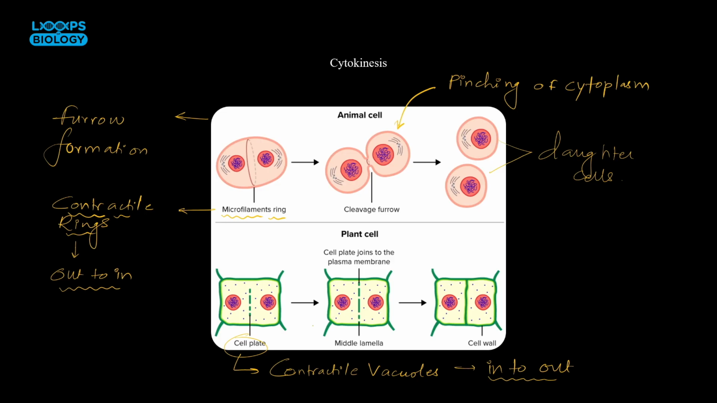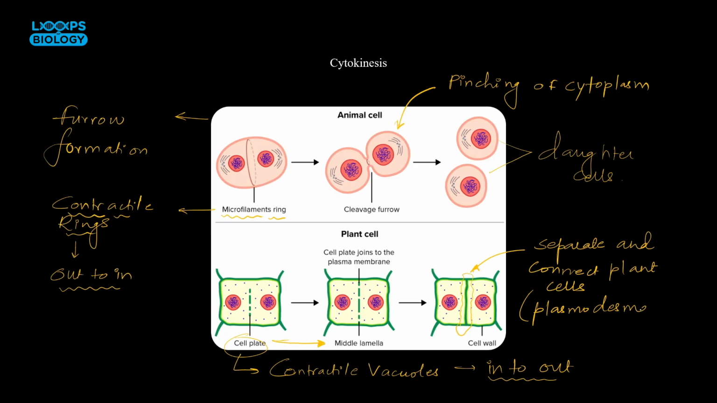All right. This cell plate is further converted into your middle lamella, which is separating two plant cells. Alright, so this is nothing but my middle lamella, and this middle lamella helps to separate and connect plant cells, and that connection is known as plasmodesmata. I have covered that in the eukaryotic cell part of the chapter Cell: The Unit of Life. You can go and watch that particular video for the extra information about plasmodesmata.